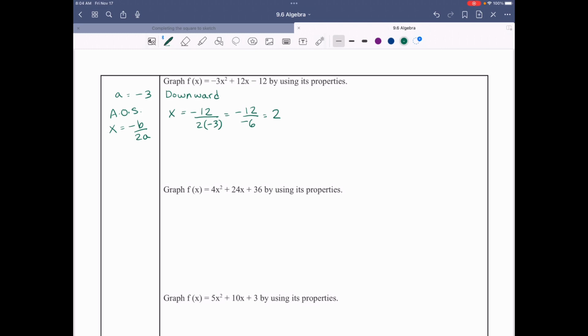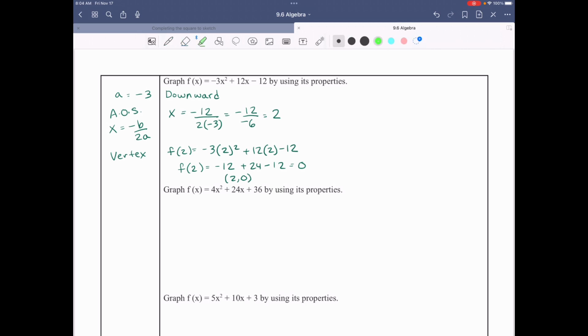Now we use the axis of symmetry to find the vertex, and we find the vertex by plugging in 2 into the x. So f of 2 is equal to -3 times 2 squared plus 12 times 2 minus 12. If we simplify this, -3 times 4 is -12, plus 24, minus 12, that equals 0. So our vertex is (2, 0).